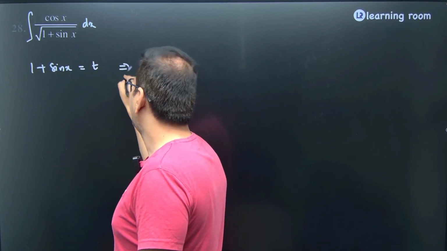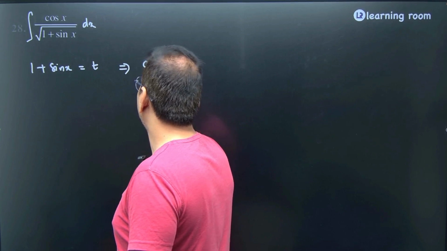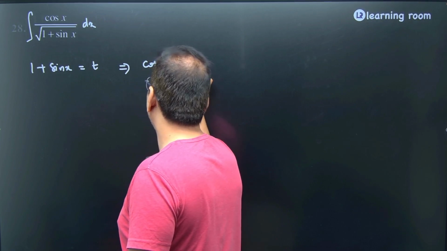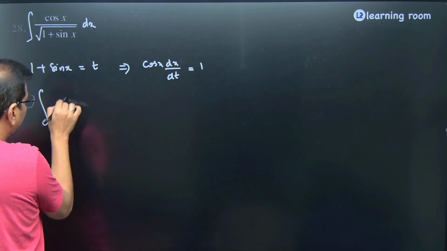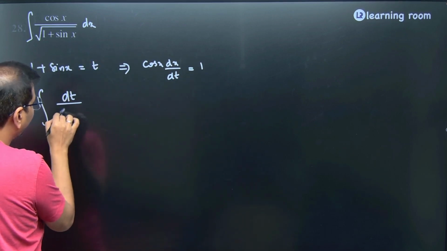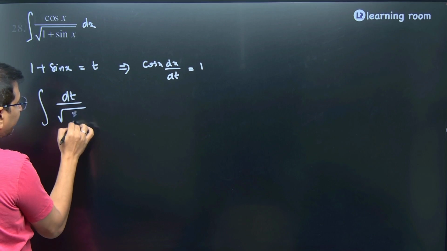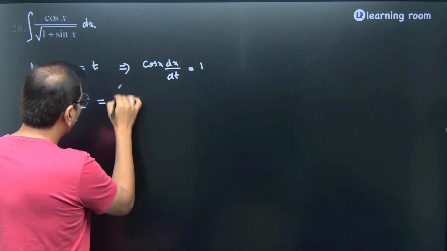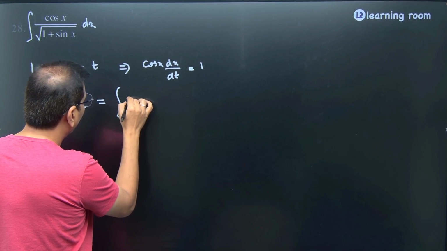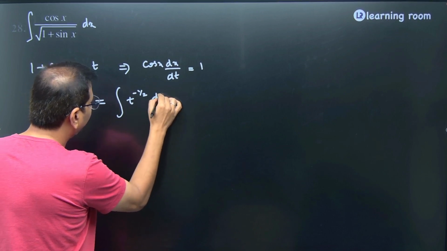So on differentiating both sides, we get cos x times dx by dt is equal to 1. So cos x dx is equal to dt. The whole question will get converted as dt divided by square root of 1 plus sin x, which can be replaced with t. Now this will be equal to the integral of t power minus half times dt.